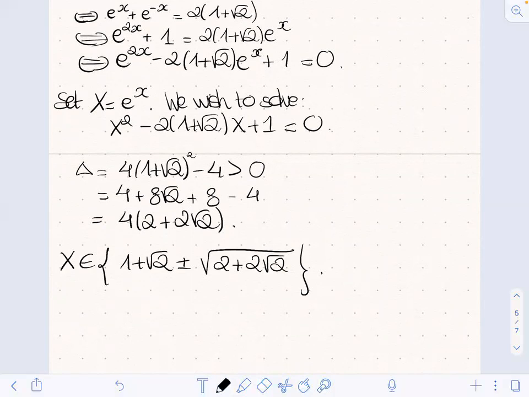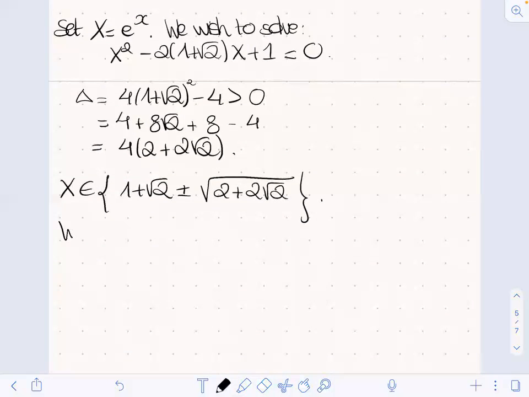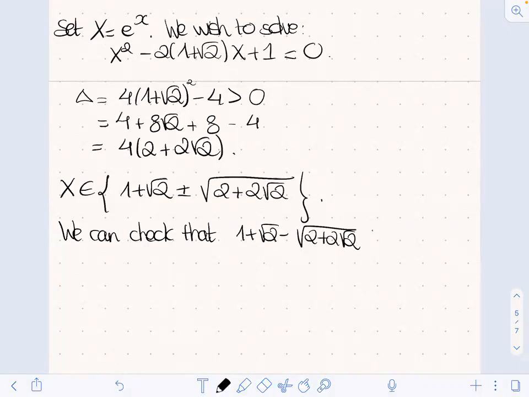We take ln of that. Yeah, absolutely. One thing that we can check is that both of these solutions are positive. One of them is trivial, or rather it's trivial to see that it's positive. We can check that 1 plus square root of 2 minus square root of 2 plus 2 square root of 2 is positive. It's important to check this sort of thing before computing the logarithms.